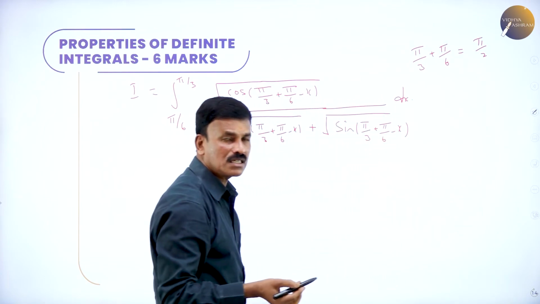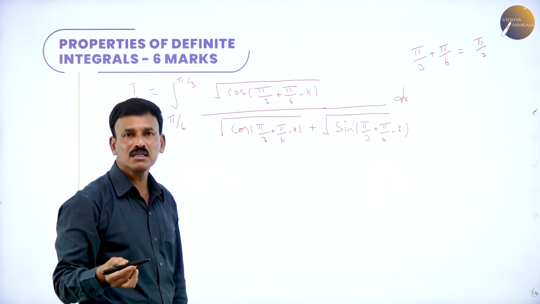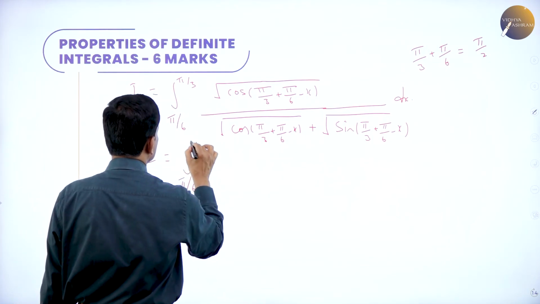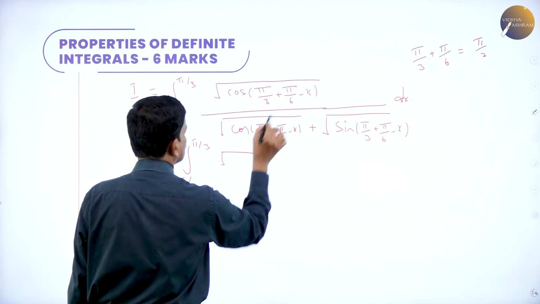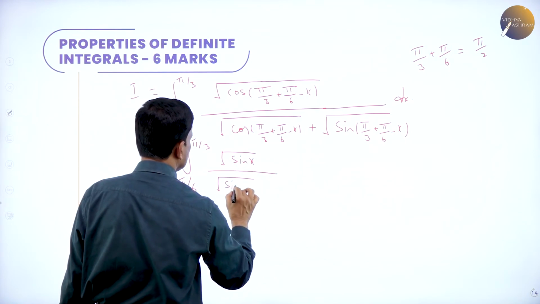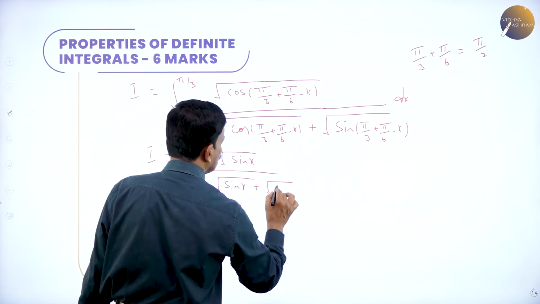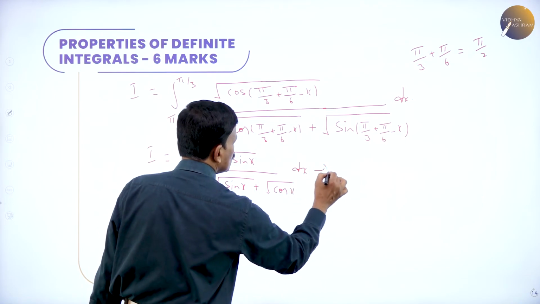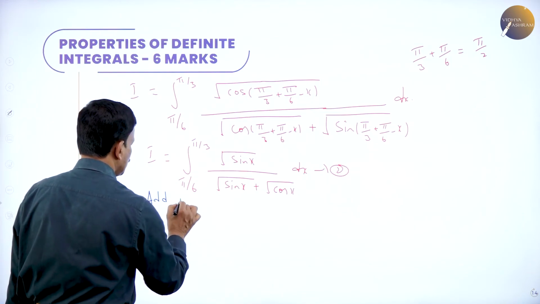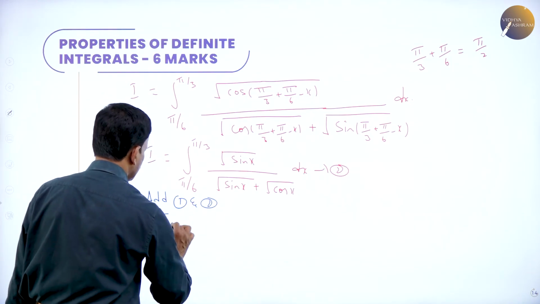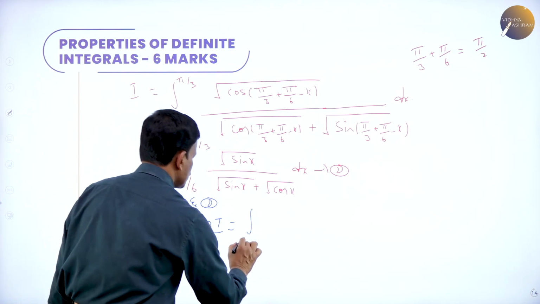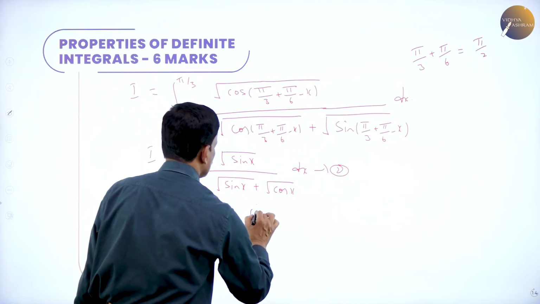So 90 minus theta, sin 90 minus theta is cos theta, cos 90 minus theta is sin theta. So therefore this equation reduces to pi by 6 to pi by 3 root of cos 90 minus theta is sin theta, sin x divided by root of cos 90 minus theta is sin x plus root of sin 90 minus theta is cos x into dx. This is equation number 2. Now let us add 1 and 2. Adding 1 and 2, if you add 1 and 2, I plus I, 2I is equal to integral pi by 6 to pi by 3.